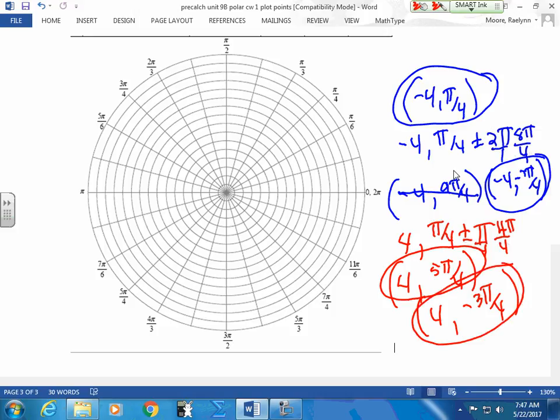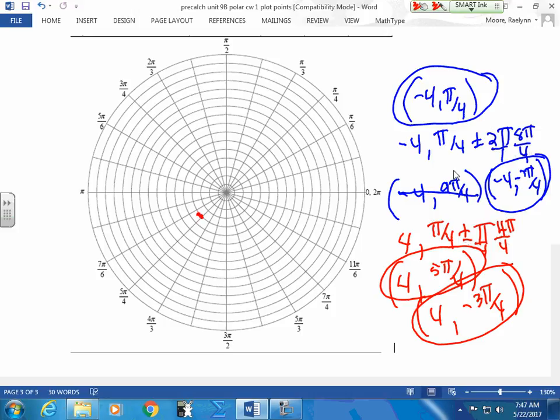How many plots am I going to get on my graph with these 4? 1. What should I plot? One of these, because won't they be the same point? So I'll take the easier. I'll do the 5 pi over 4. Because here's 5 pi over 4. I'm going to come out to a radius of 4. 1, 2, 3, 4. There's my dot.